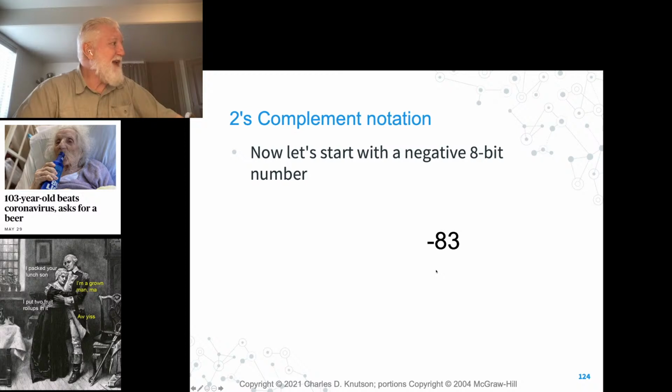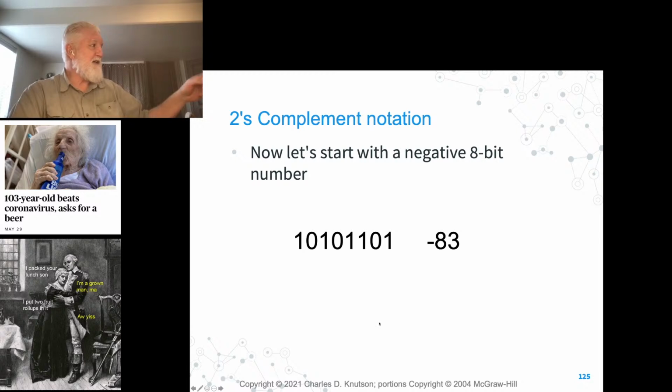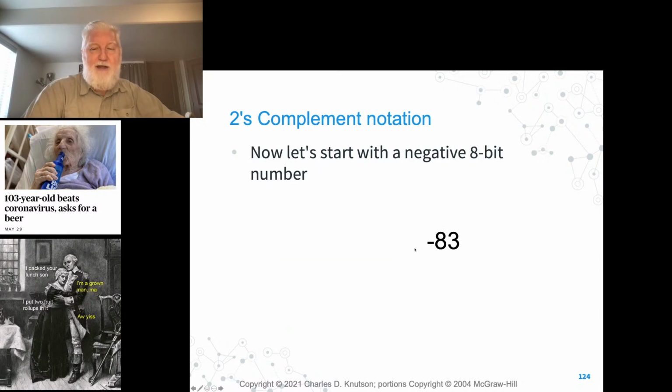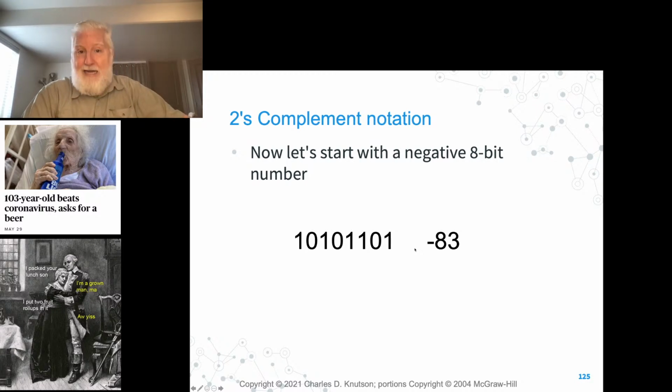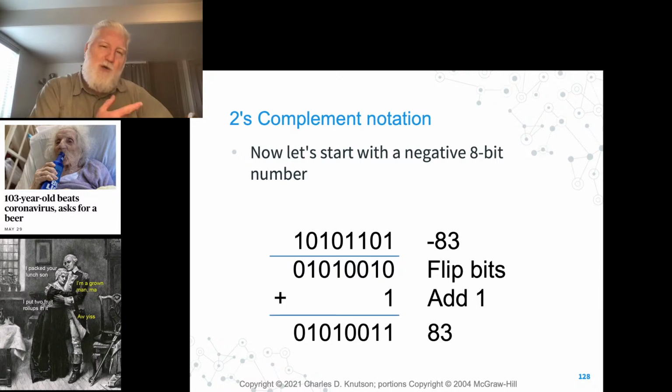It's all good. Okay, so let's go the other way. We just did start with a positive 8-bit number and negate it. That's what we did there. Now we got this number right here, 1010 1101. That's negative 83, right? Check it out. It's right there. I want to negate it, meaning I'm going to turn it positive. What do I do? I flip all the bits and I add 1. Boosh. Isn't that cool? And that's the same value from before.